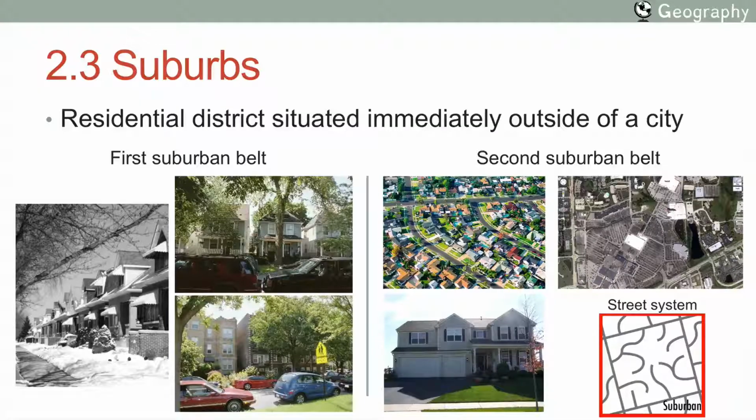The third spatial unit of a city is the suburbs. The suburbs are residential districts located immediately outside of a city. We can distinguish two suburban areas. The first suburban belt, usually dating before World War II, before the democratization of cars, and the second suburban belt, much further from the center of the city, dated after World War II, after the democratization of the car, allowing people to drive longer distances to go to work.